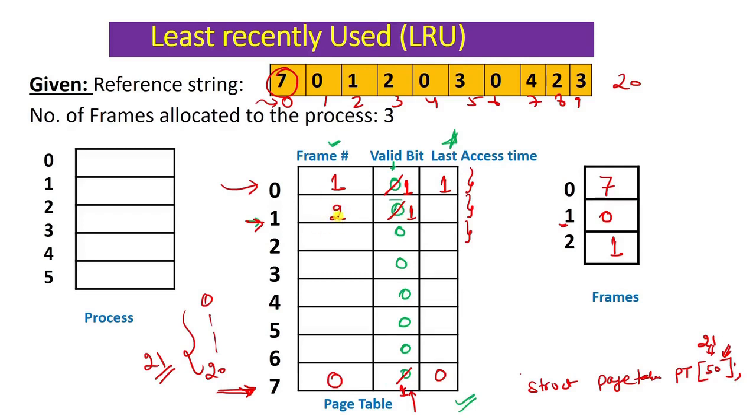Okay, so I'll update the page table so that next time if you come for the 1, you will directly say, okay, this bit is 1, that means it is present in one of the frames, that is frame number 2. Now for 1, the time of access is 2. Now basically when you come for 2, 2 is not present.